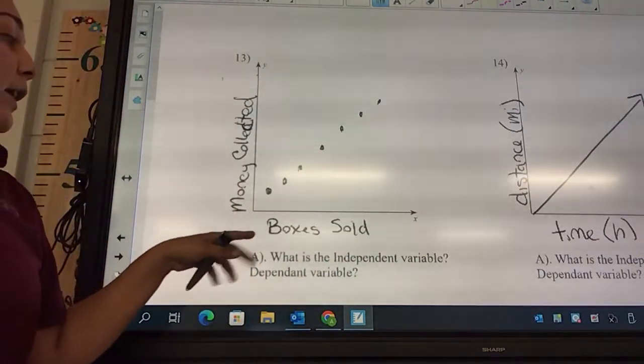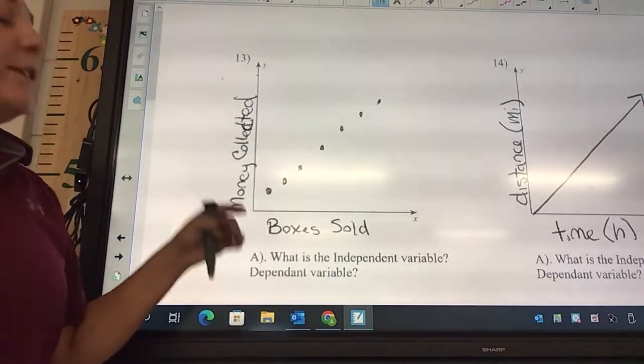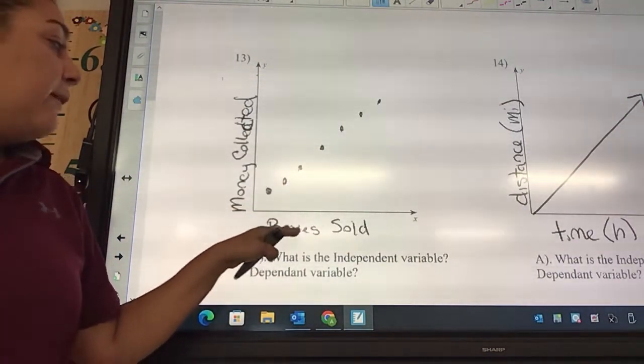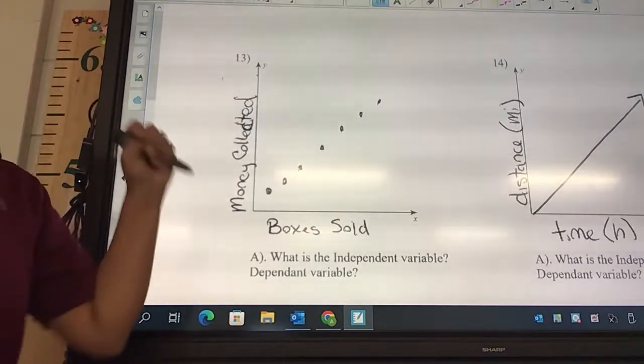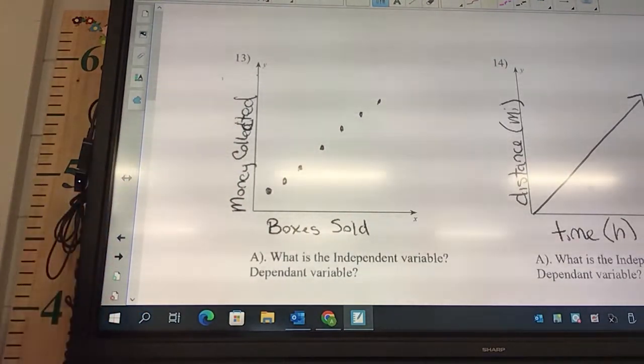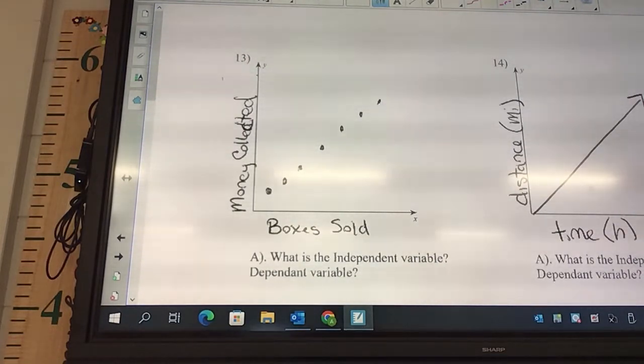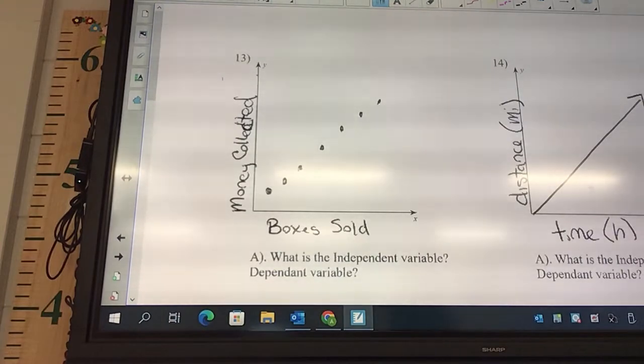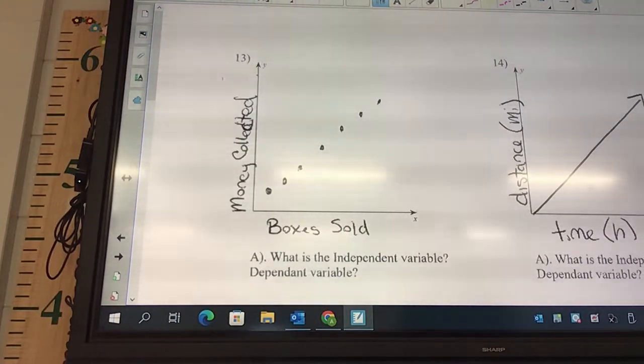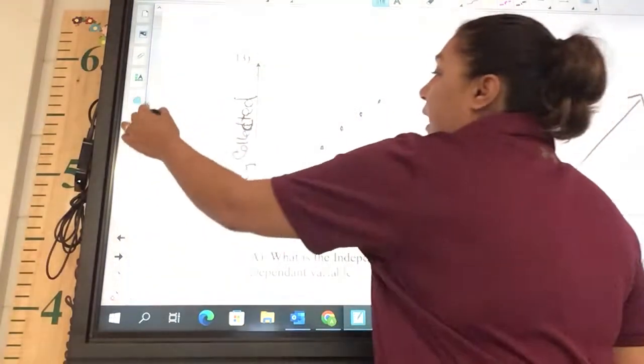and that's the Y line. So what depends on the other? We have boxes sold, money collected. So what depends on the other? The boxes sold is what? Is that dependent on the money collected, or is that independent? It's independent. Okay, so the independent variable, and you could just put I and D.